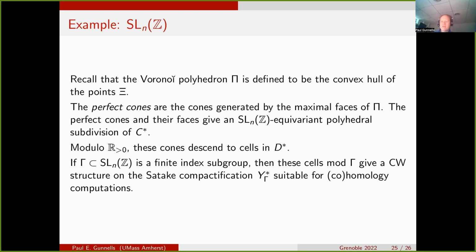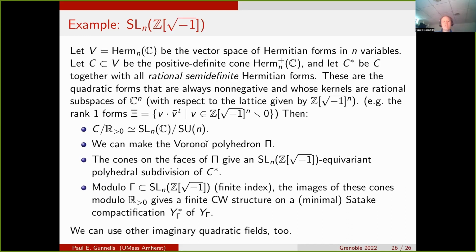And just one more quick slide, just to say that the same thing works at least as written for imaginary quadratic number fields. Here I just took the example of Z adjoin square root of -1. So I replaced the vector space of symmetric forms over R with the hermitian forms over the complex numbers. It's a real vector space. And then I have a positive definite cone. I join boundary components corresponding to the semi-definite rational hermitian forms.